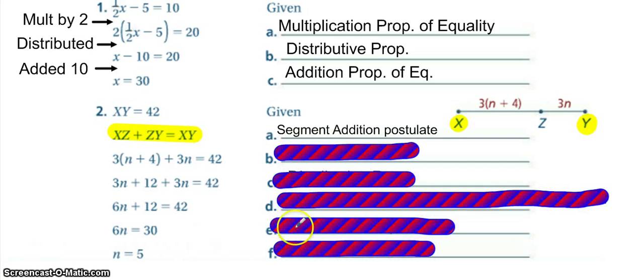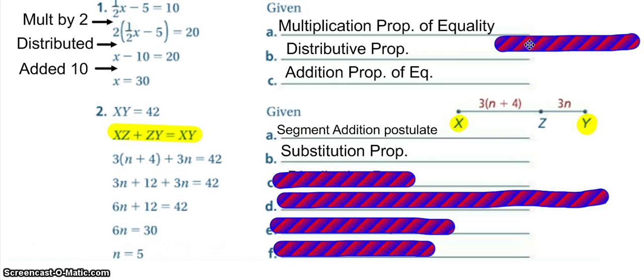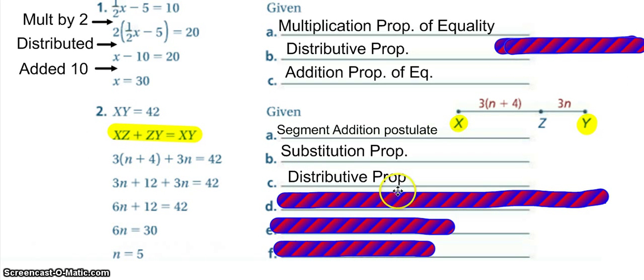All right, we got a little bit of color going on here. We have our segment addition postulate that starts us off. Then we see that XZ, we're told, is 3 times n plus 4, so we replace that there. ZY is 3n. Since all we did was replace in values, another word for replacement is substitution, so we call that our substitution property. Then, because I take my 3 into the parentheses and do that multiplication, what do we call the multiplication into parentheses? That's right, we call it the distributive property.